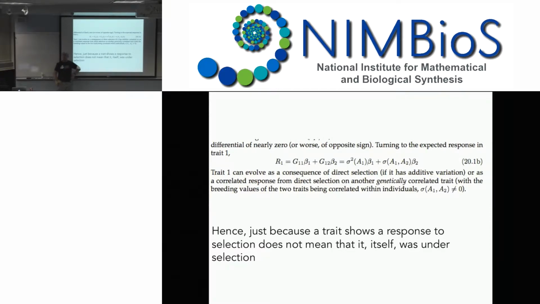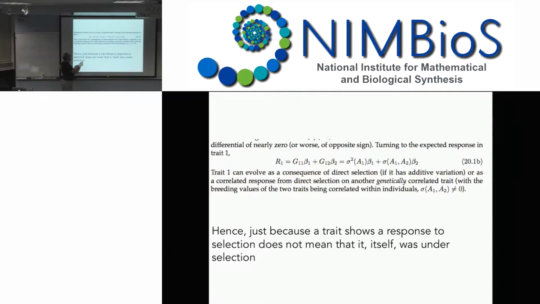Genetically correlated means the breeding values for one trait in you somewhat predict the breeding values for another trait. If they're positively correlated, if you tend to increase in trait 1 in your offspring, you tend to increase in trait 2. If they're negatively correlated, when trait 1 goes up in your offspring, trait 2 goes down. So a change in the next generation could be because of direct selection, or it could be because of correlated responses, and it's both of these.